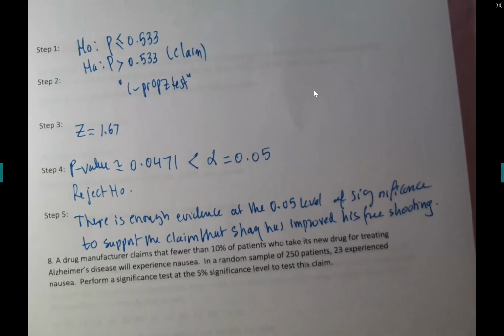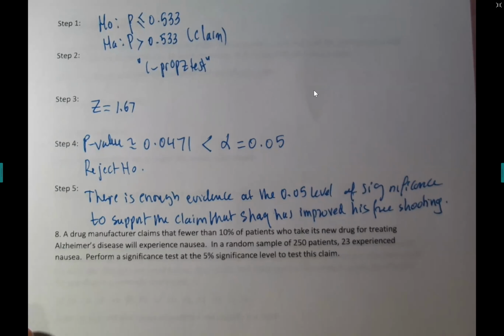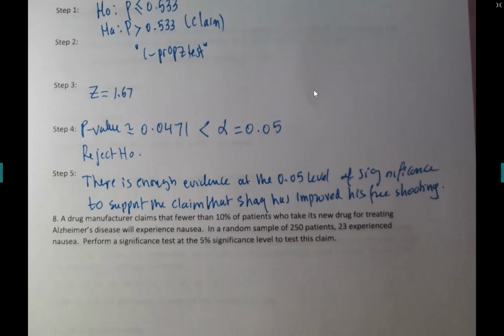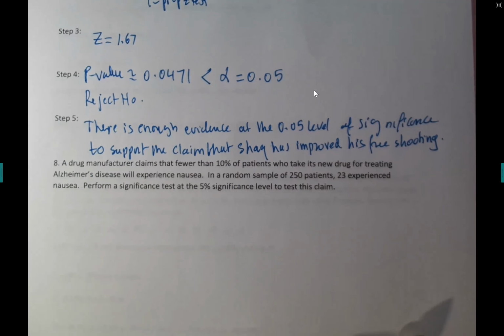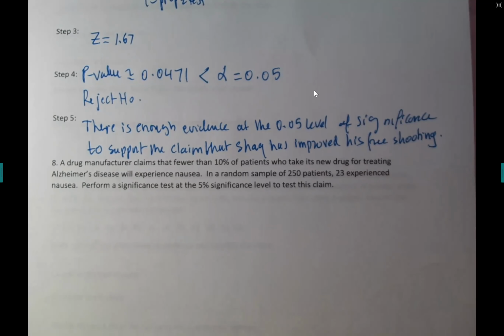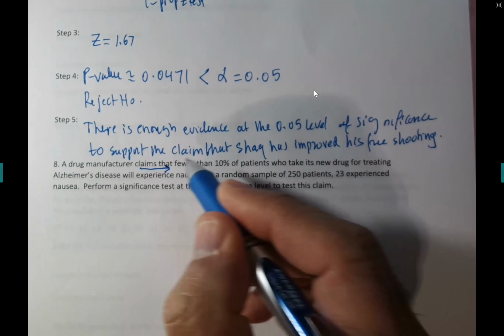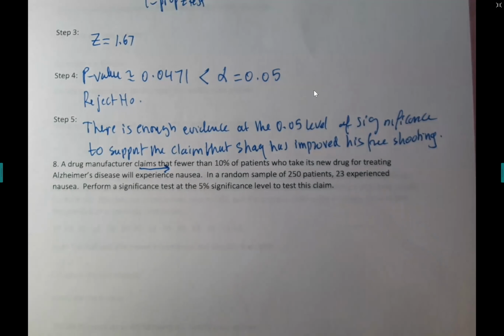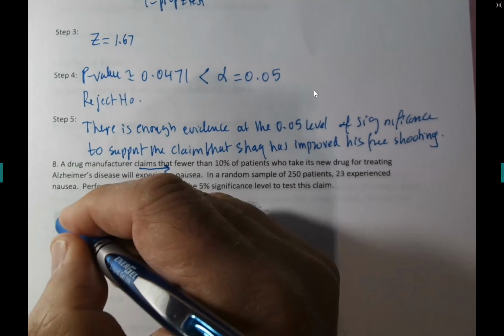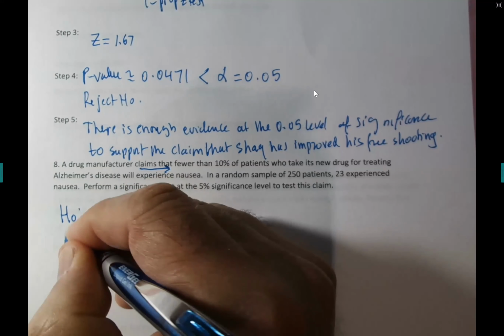Let's do one more with this section and conclude section 7.4 there. A drug manufacturer claims that, just follow the claim now, fewer than 10%. Who can interpret fewer than 10% for me? Less than 0.1. Yep. So you guys know already what to put there.